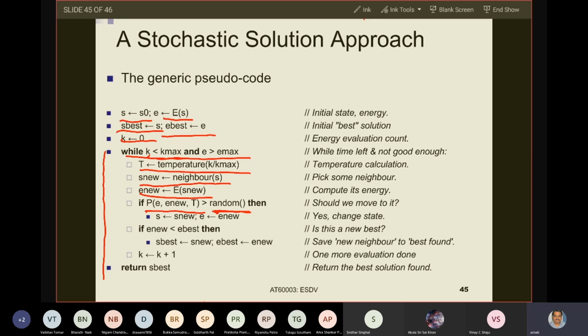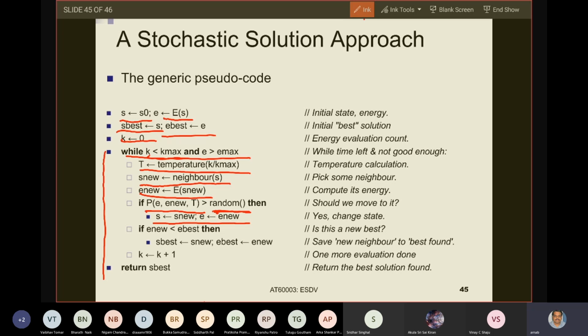How do you tell that you accept the new solution? You make S equal to S new and E equal to E new. That means you accept the new solution, right? S equals S new means what? S is the current solution. S best is the best solution. S is the current solution. Now you are making the current solution equal to S new. That means you are accepting the new solution as the current solution. You are also accepting its cost as the current cost.